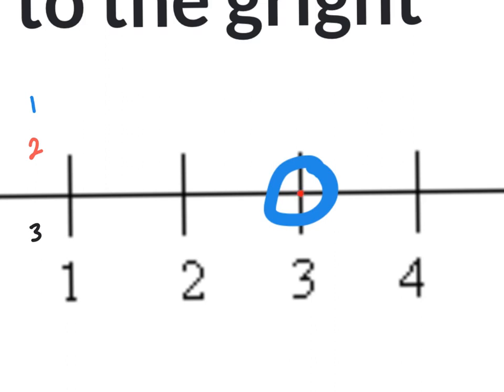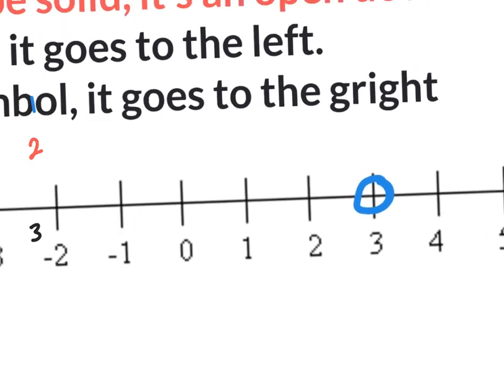Yeah, but is 3 less than 3? No, 3 is equal to 3, right? So you cannot include the 3. And that's why it's open, because you cannot include the 3. All right? If it had the "or equal to," then it could be equal to 3, which means it would be a solid dot. Are we clear about that?